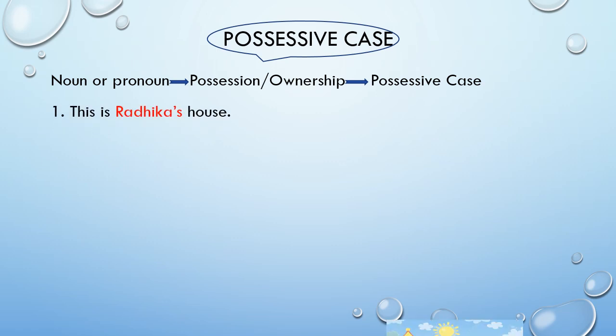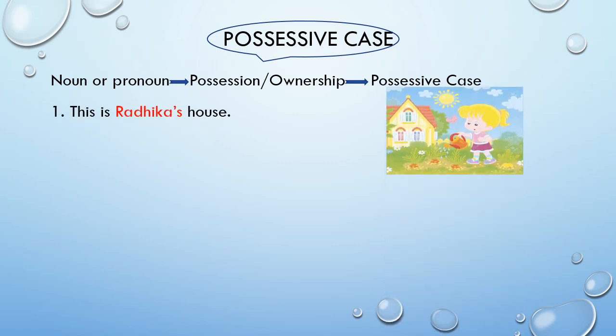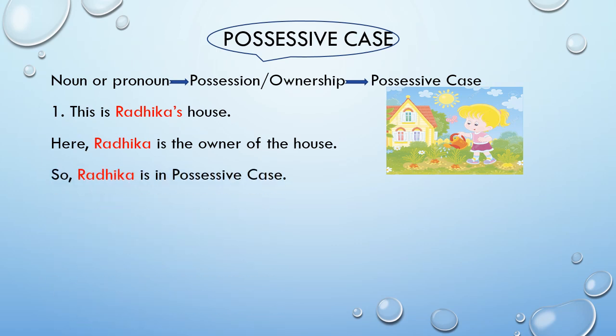For example, this is Radhika's house. Whose house is this? This is Radhika's house. And possessive case gives us the answer of whose. Here Radhika is the owner of the house. So Radhika is said to be in possessive case, right?